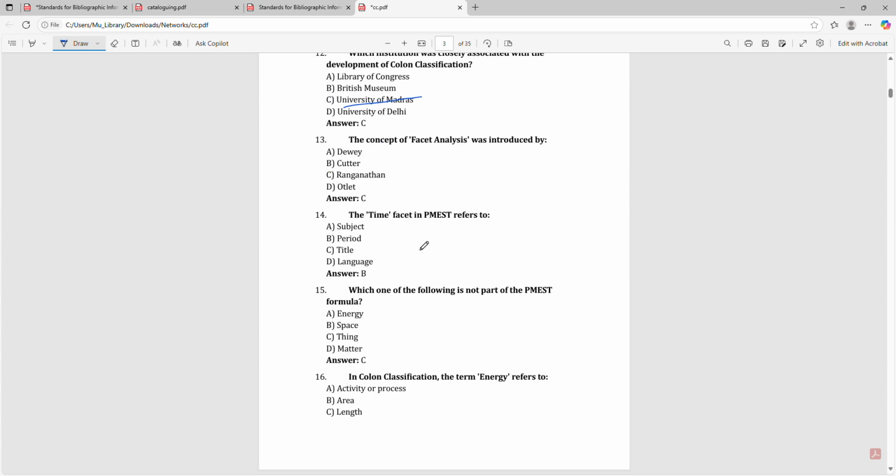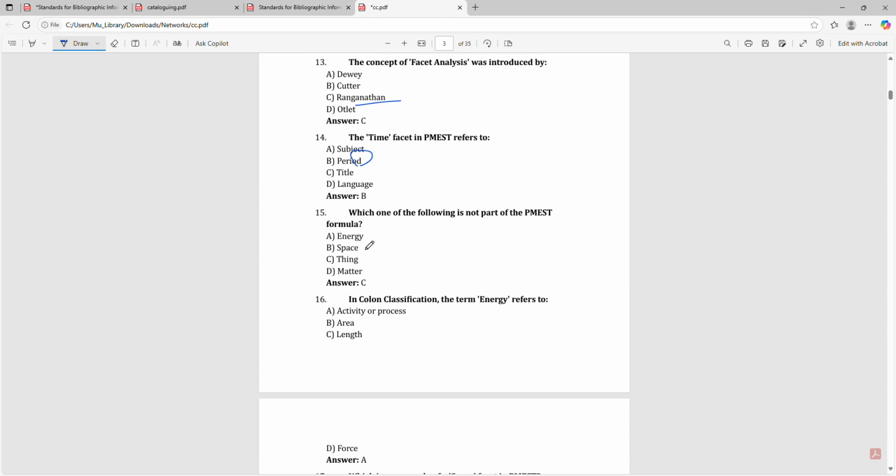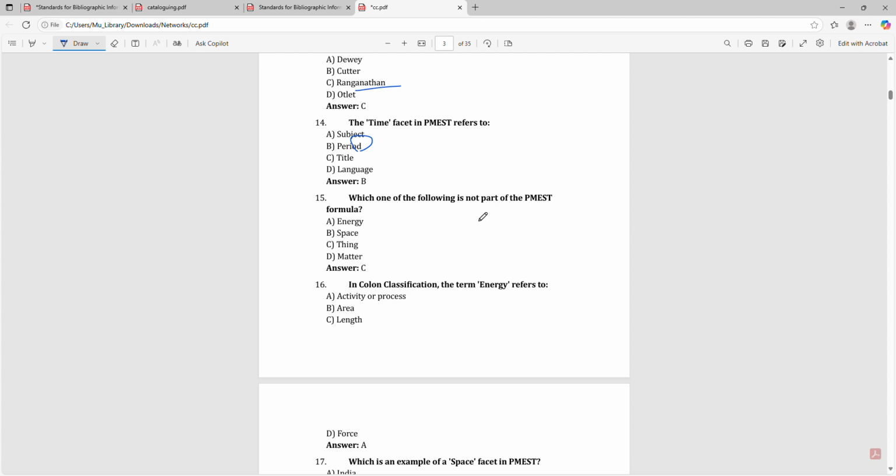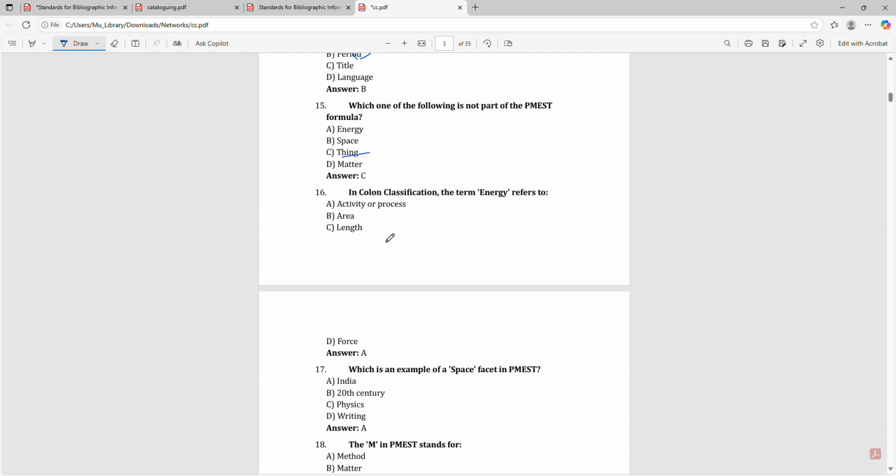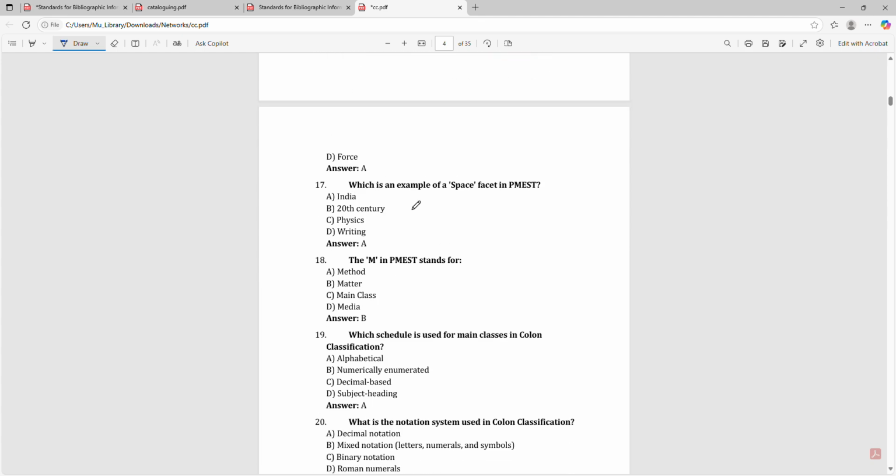Which institution was closely associated with the development of colon classification? University of Madras. The concept of facet analysis was introduced by Ranganathan. The time facet in PMEST refers to the period. Which one of the following is not a part of the PMEST formula? That is thing. In CC, the term energy refers to the activity or process, which is an example of a space facet in PMEST. That is India.